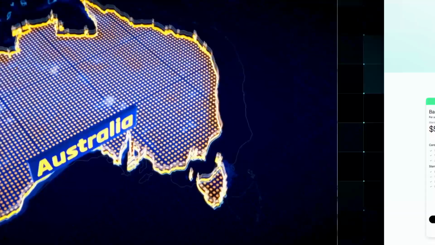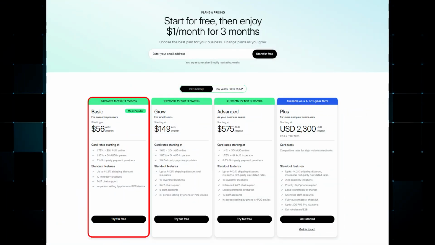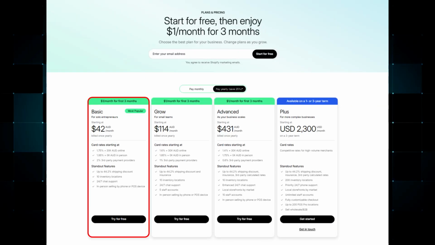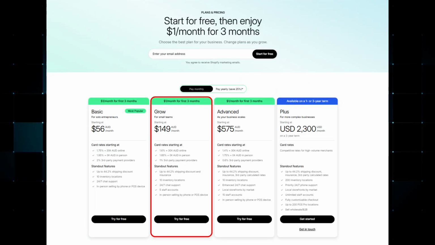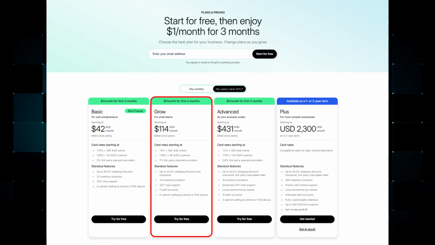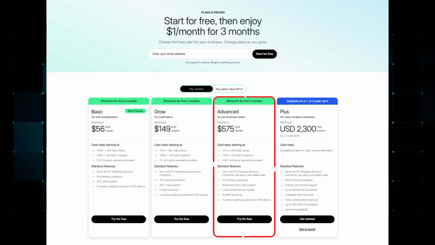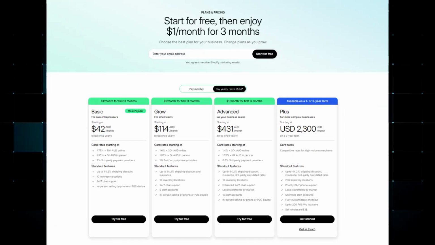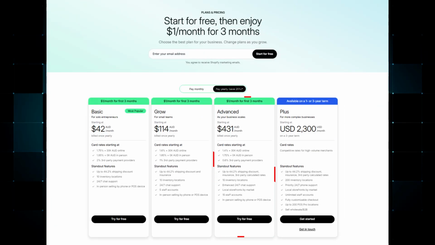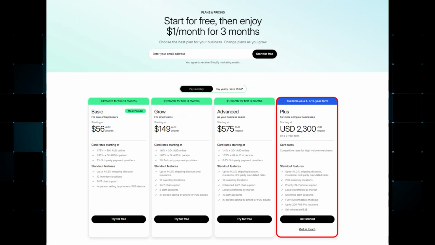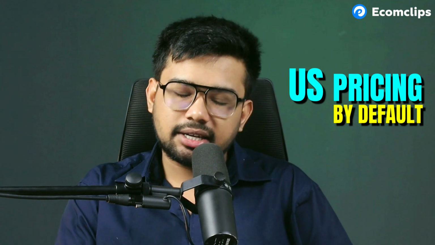For Australia, Basic starts at 56 Australian dollars per month or 42 yearly. Grow is 149 per month or 114 yearly. Advanced is 575 per month or 431 yearly. And yes, Plus is 2,300 US dollars per month. If your country isn't listed, Shopify usually follows US pricing by default.